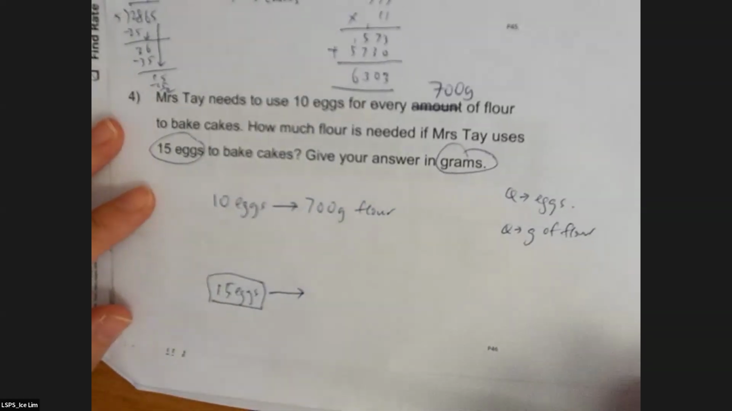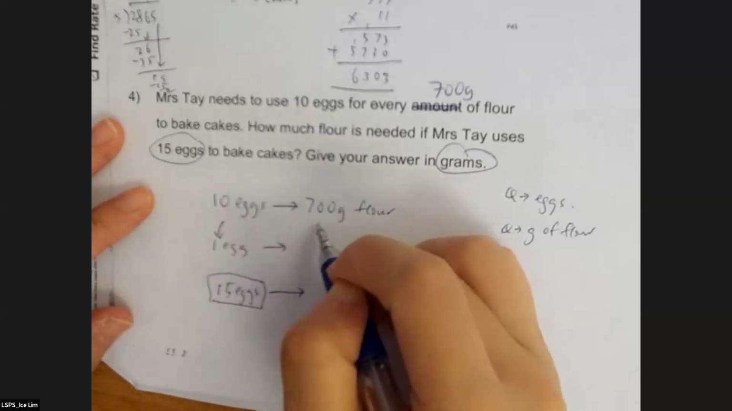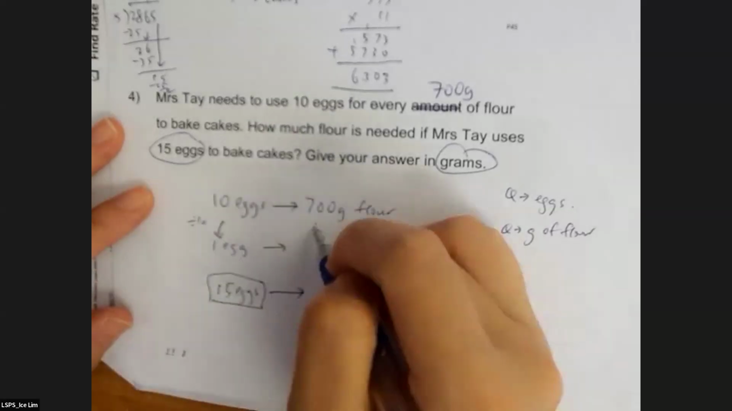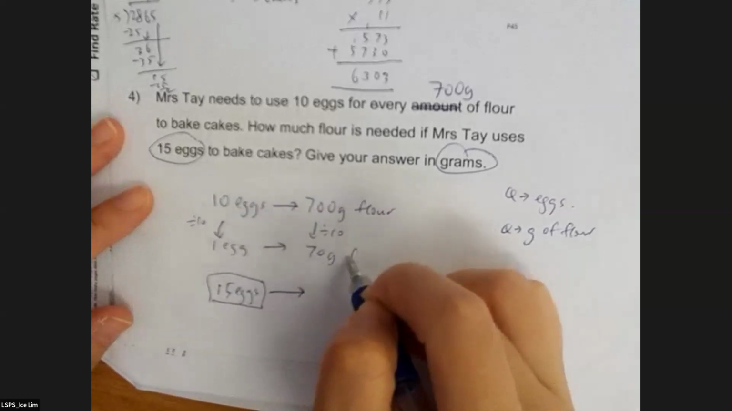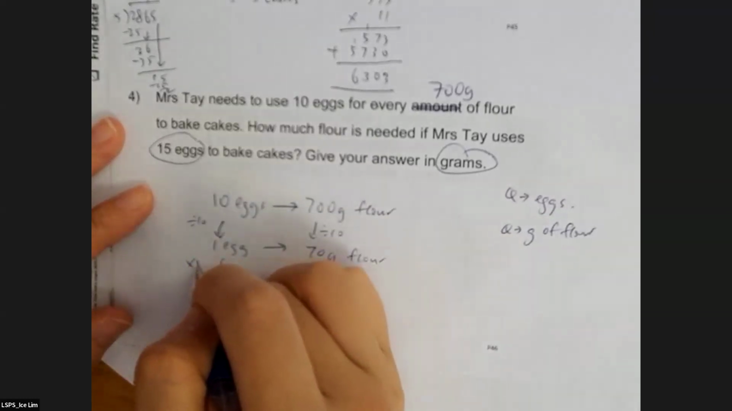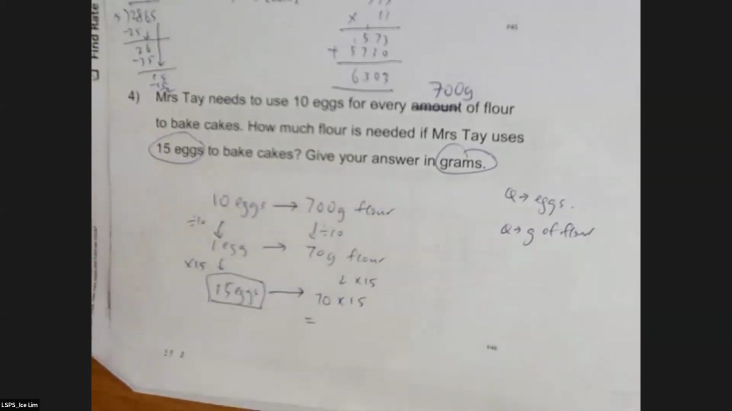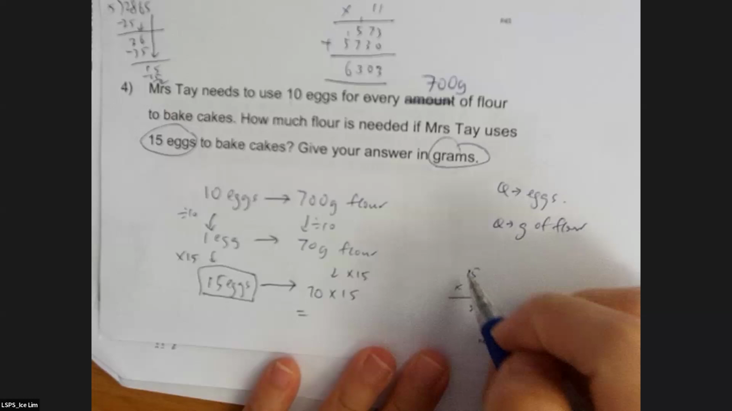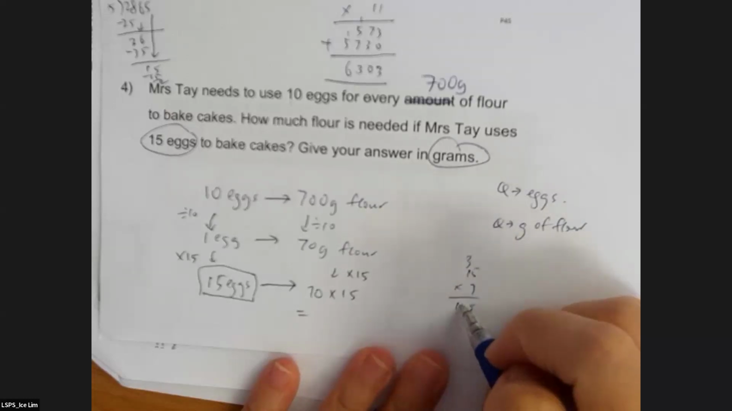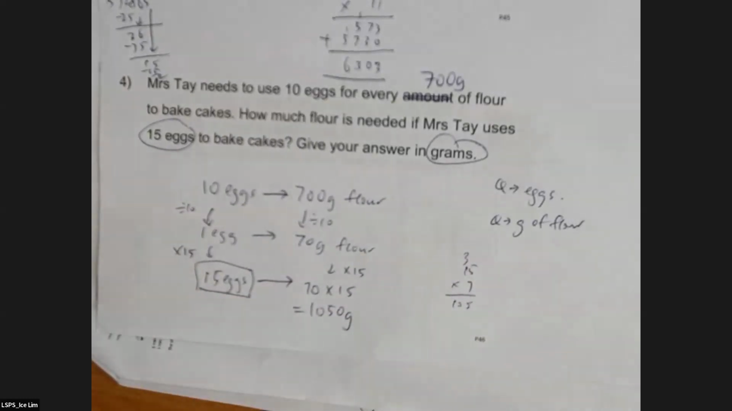Was it difficult? No, not an issue. I can go to 1 egg first, and the 1 egg will be divided by 10, and what would it be? 70 grams. Then from 1 egg times 15, is it easy? Can do? 15 times 7. 1050 grams. Is this correct? I do very quickly. I don't know whether I calculated correct.